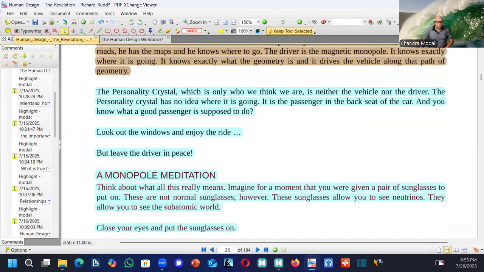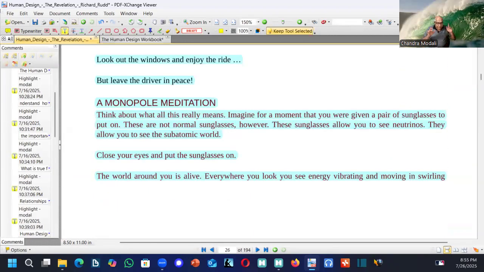So this monopole meditation, please experience what he has said. It's about 2 pages, doesn't matter. Think about what all this really means.